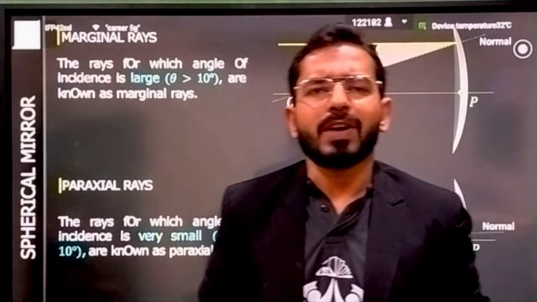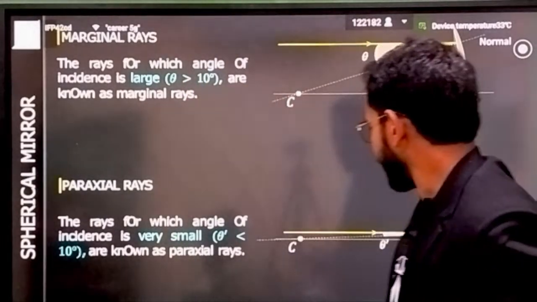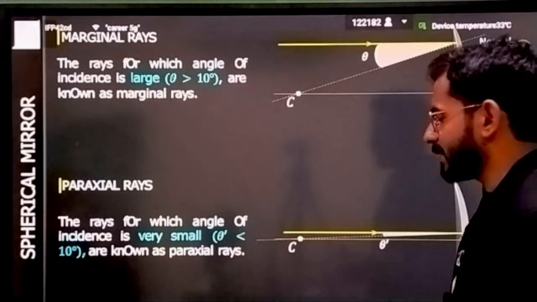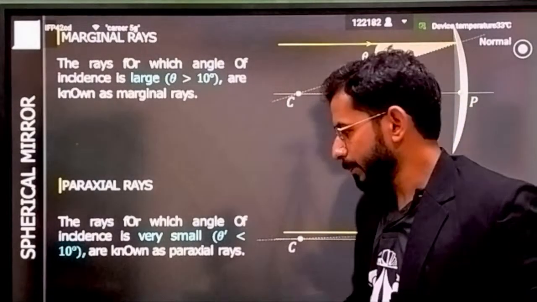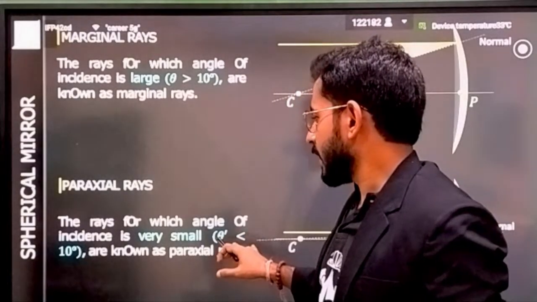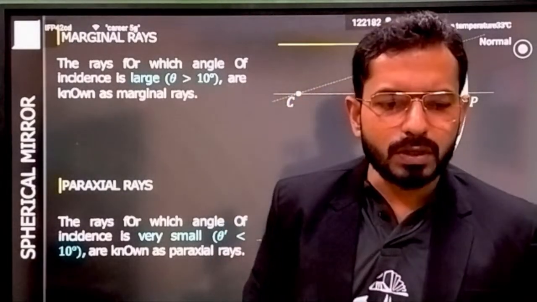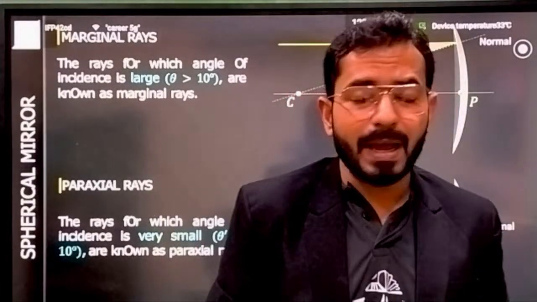Now what are paraxial rays? Paraxial rays are those rays which subtend a very small angle at the mirror. Here you can see the condition for a paraxial ray: it is a very small angle theta. And in all the derivations that we do, we assume that all the rays are paraxial rays.